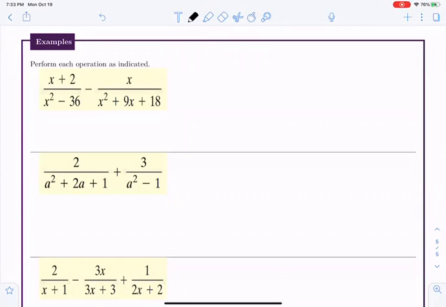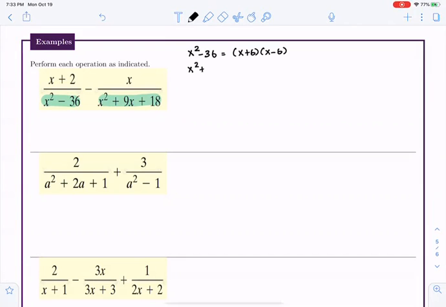So we have to find the LCD first. So to do that, I have to factor that expression and that expression over there. So we all know x squared minus 36 is a special product. I could write it as x plus 6 times x minus 6.